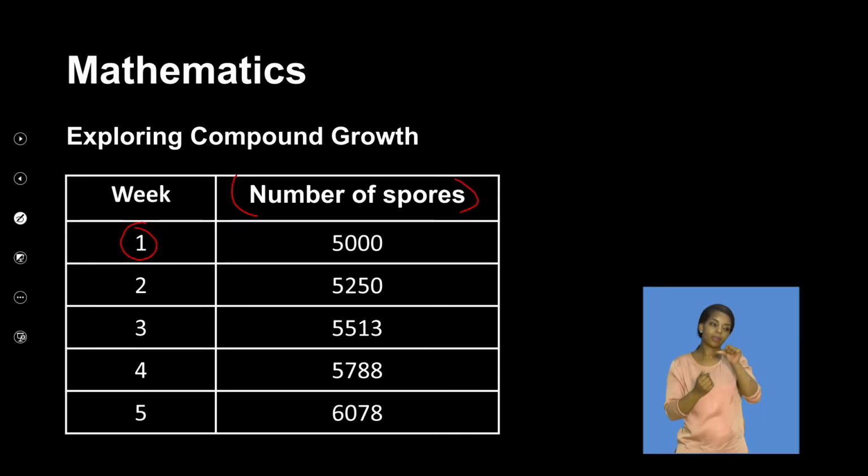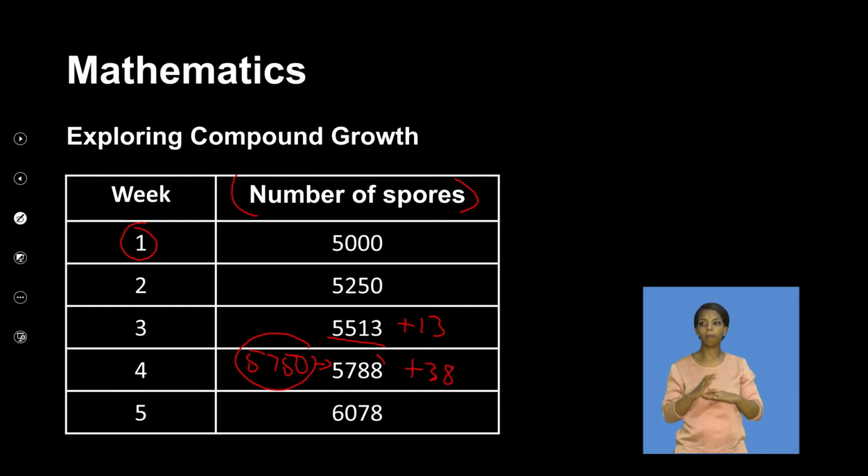Now you can see that with week 3, it goes to 5,513. Roughly, it's closer to it being 5,500, but it is actually more by 13 there, or 13 spores. And then you go to week 4. With week 4, if it was a constant growth, it was supposed to be 5,750, but you can see that that's not what we are dealing with there. Instead, this is actually more by what?